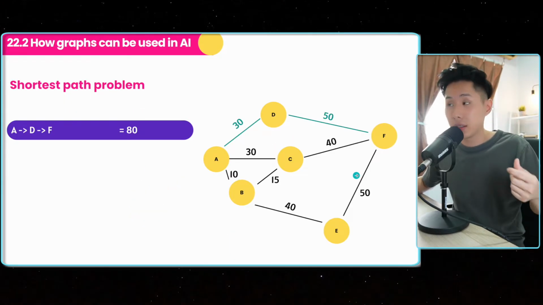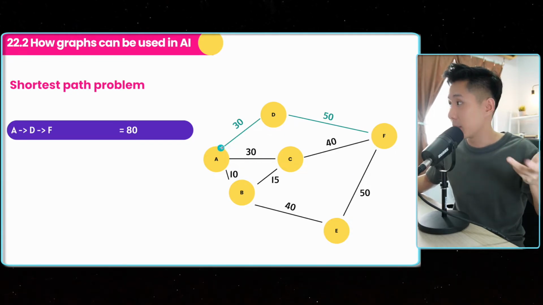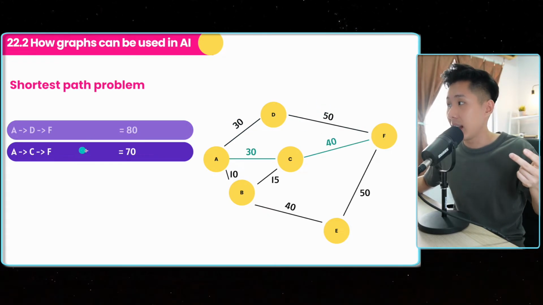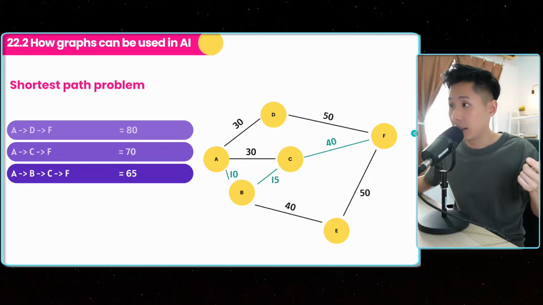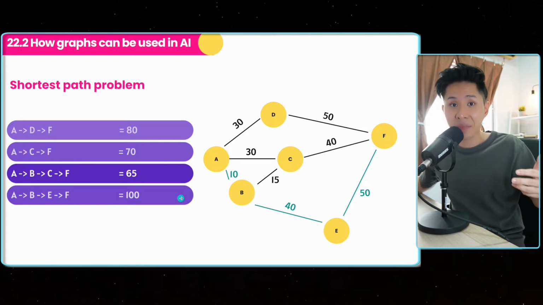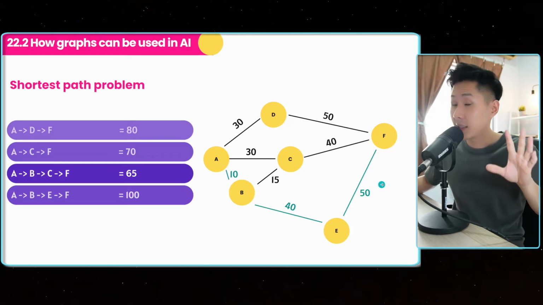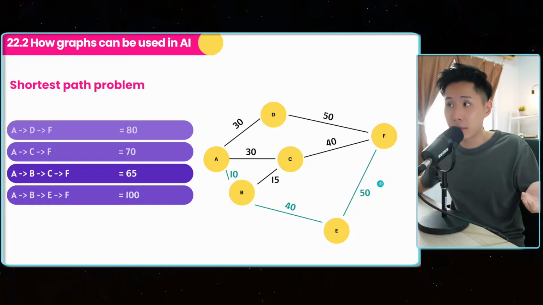Using our human intelligence, this is what I came up with. We can go from A to F using the ADF path, which will be 80. ACF, 70. ABCF, 65. And ABEF, we're going to have 100. By just looking at this slide, we can see that 65 is the shortest path. And that's what we can do if you learned math before.